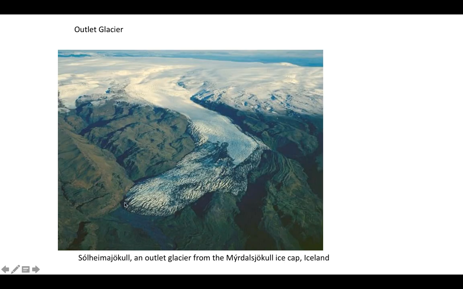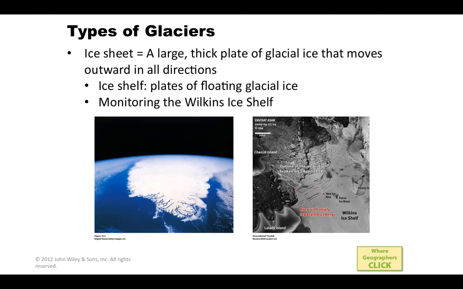And this is a nice ice cap in Iceland. See how this is the glacier kind of coming down to the terminus, probably lower elevation, but see how it's capping, and it's kind of a nice little dome at the top of these mountains. An ice sheet is a large, thick plate of glacial ice.